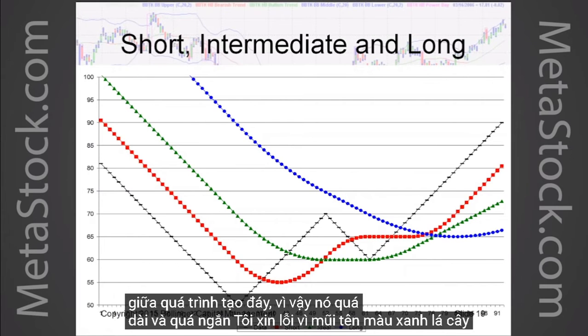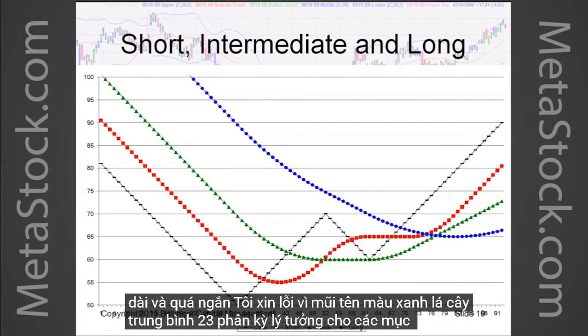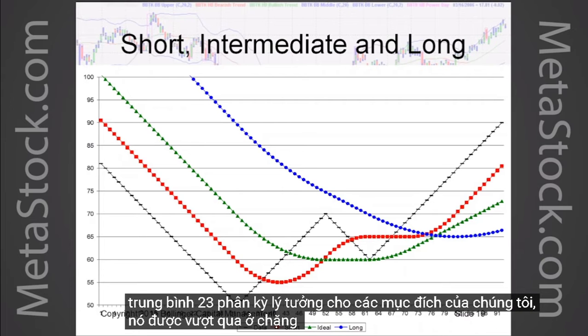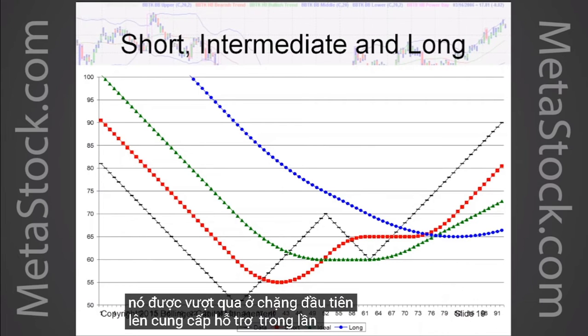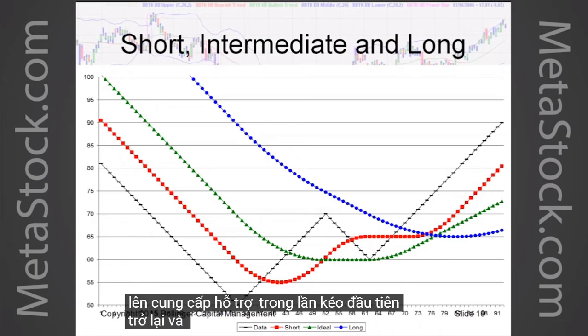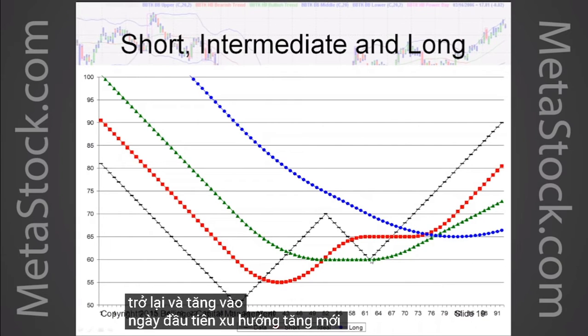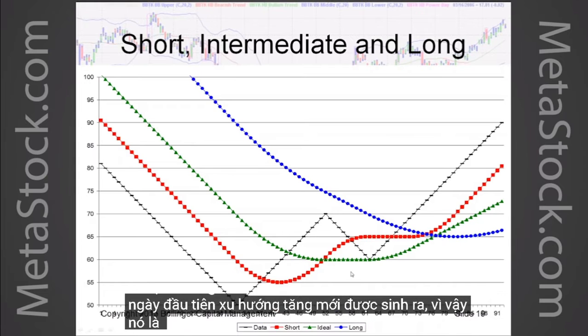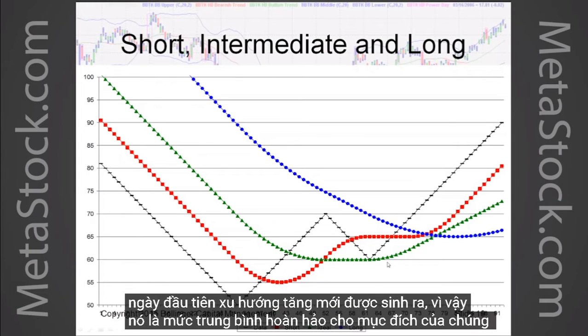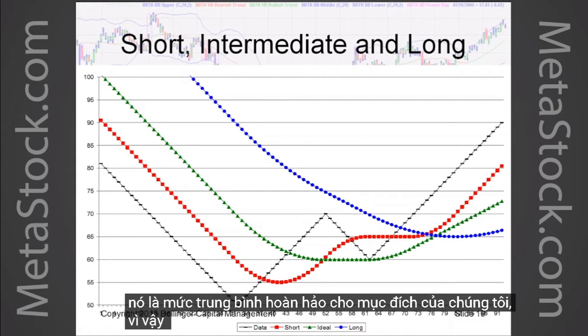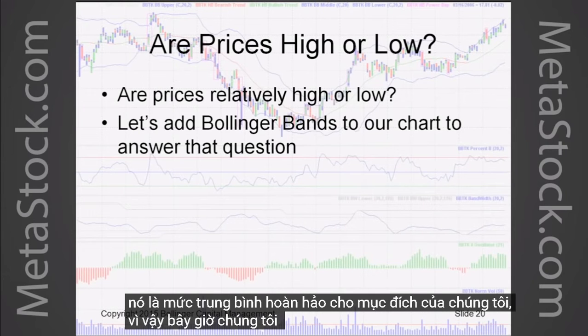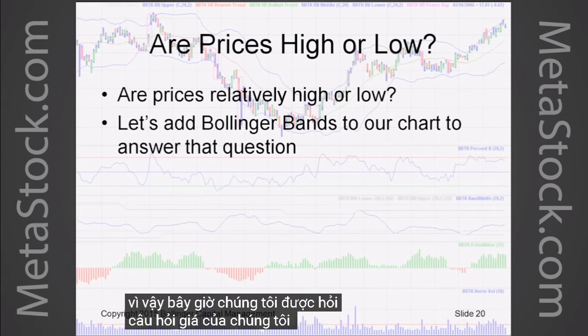The green average, the 20-period average, is ideal for our purposes. It gets crossed on the first leg up, provides support on the first pullback, and turns up on the very first day that the new uptrend is born. So it's the perfect average for our purposes. So now we get asked the question: are prices relatively high or low?